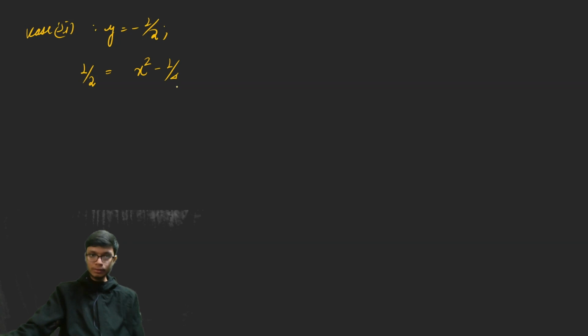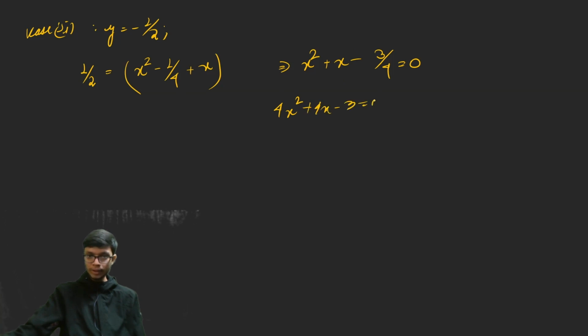And similarly, let us consider the second case, case 2, when y is equal to minus 1 by 2. When y is equal to minus 1 by 2, I can write this as 1 by 2 is equal to x square minus 1 by 4 plus x. So from here you will again get a quadratic equation, x square plus x minus 3 by 4. You can take this on the right hand side and equate it to 0. So if you solve this, 4x square plus 4x minus 3 is equal to 0.